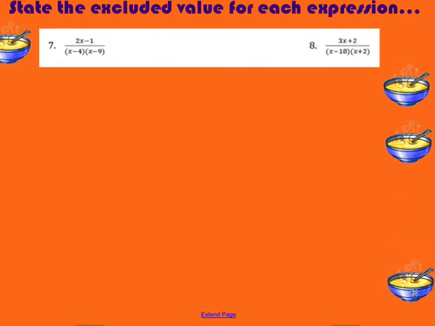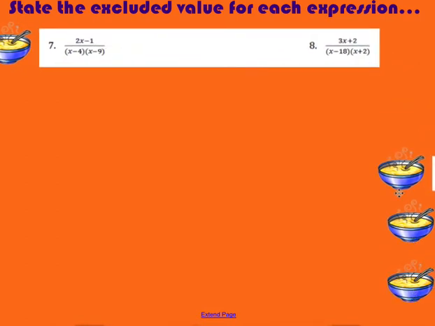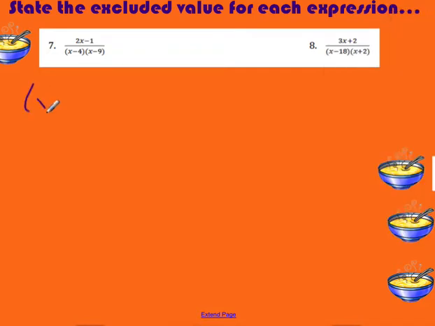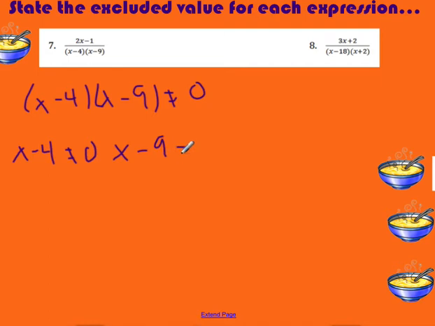Okay, so let's go ahead and take a look now at number 7. What we have are things in factored form. So really this is going to be a lot of the same thing. It's just going to look a little different. What I'm saying is that x minus 4 and x minus 9 cannot equal 0. Here this is set up to use the zero product property. So all I have to do now is set each of those factors to not equal 0. So x minus 4 cannot equal 0, and x minus 9 cannot equal 0.